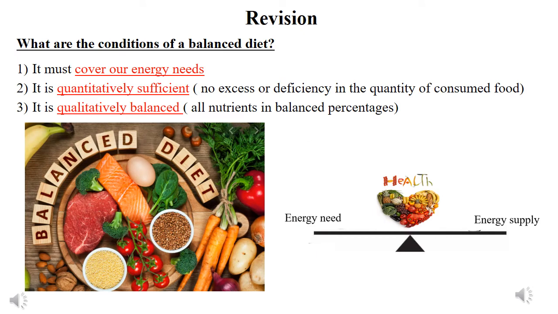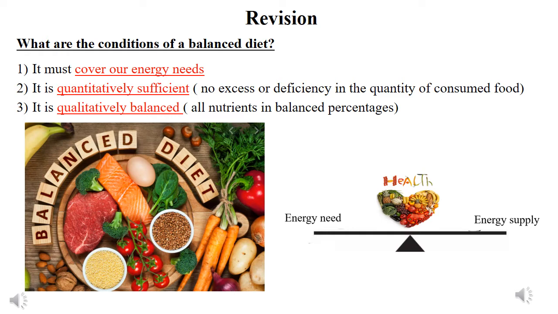In the previous video, we talked about balanced diet and its conditions. So a diet is said to be balanced if the energy need is equal to the energy supply. The energy need is the amount of food energy needed to maintain body size, body composition, body function, etc. However, energy supply is the amount of energy provided by the intake nutrients. It depends on how much you eat.